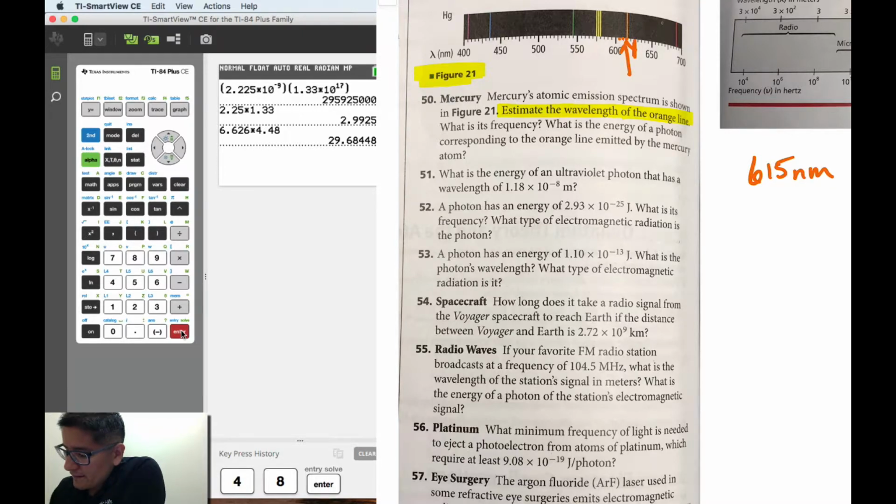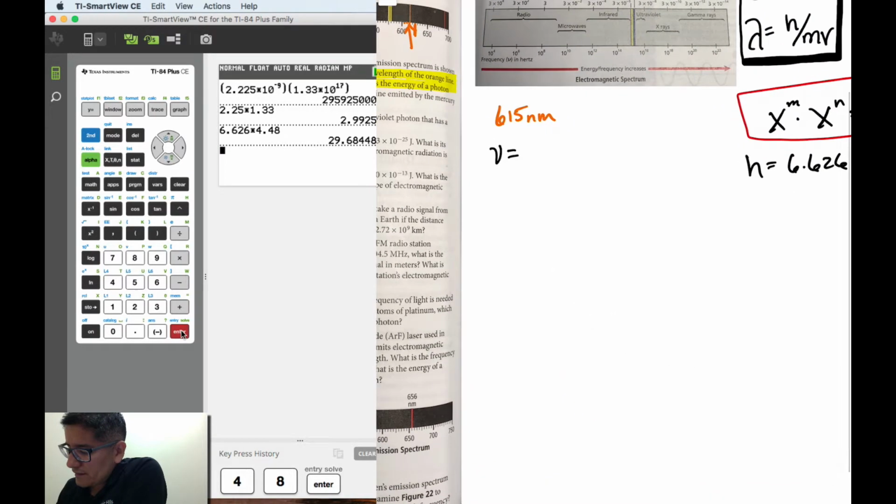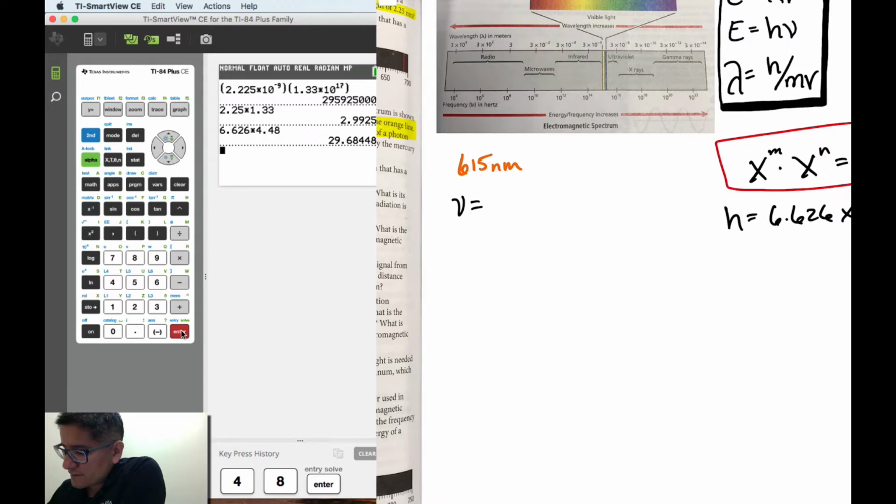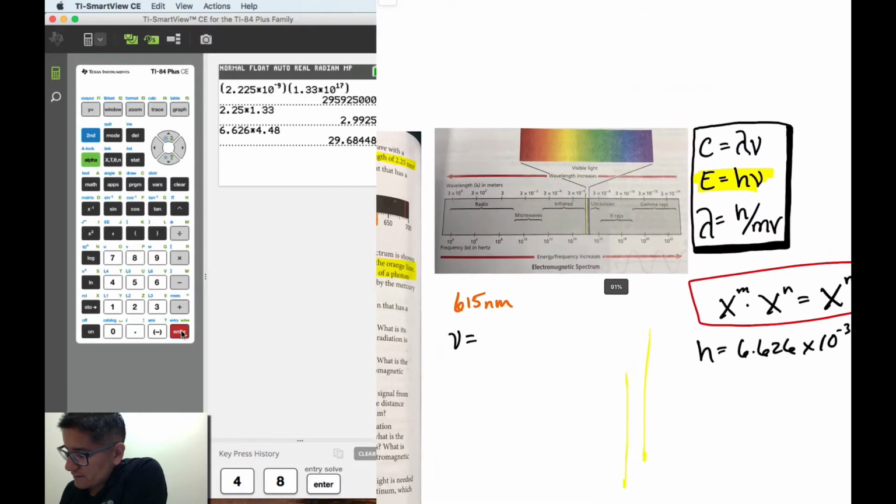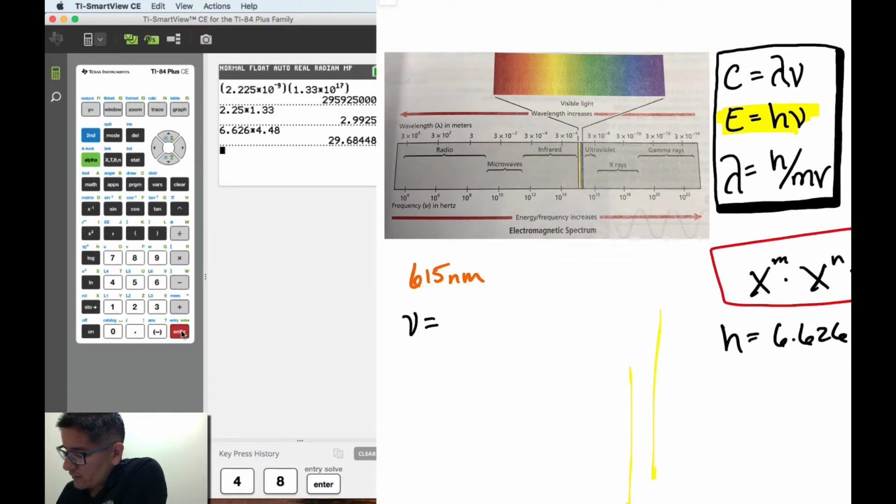So that's that, and then it says what is the frequency? So now I need to find frequency. And then another question, what is the energy of the photon corresponding to that? Okay, so I got a lot to figure out here. It's asking for the energy, so I'm going to use this equation also, but it's also asking for frequency. I need to find frequency first, right?